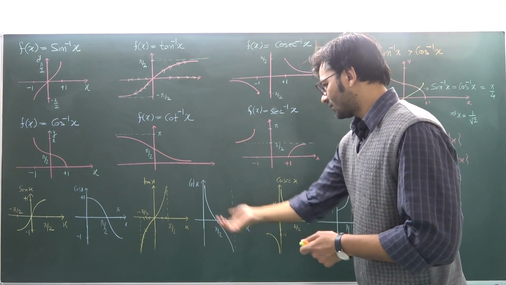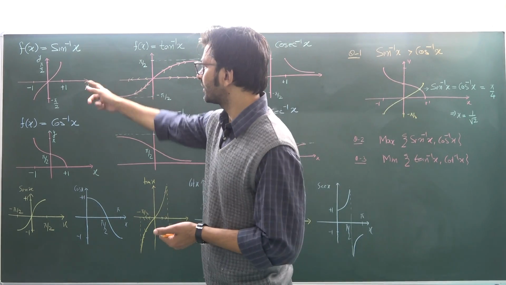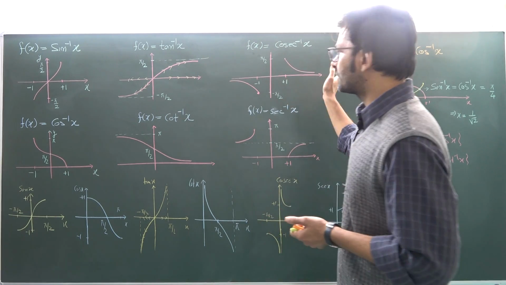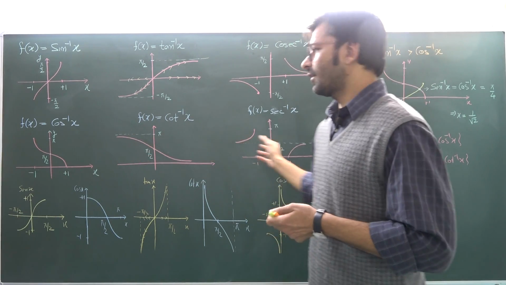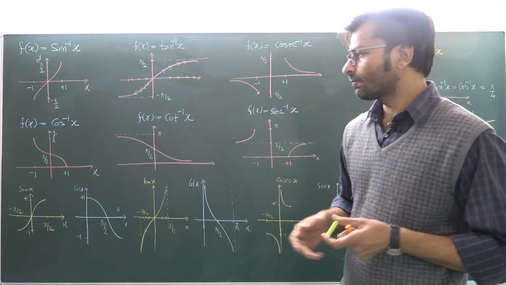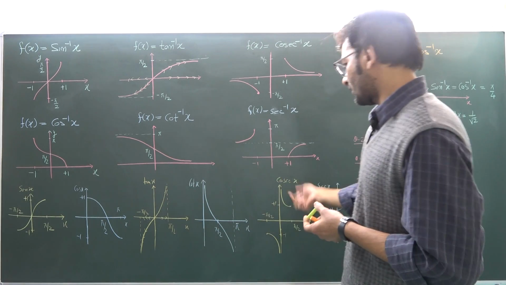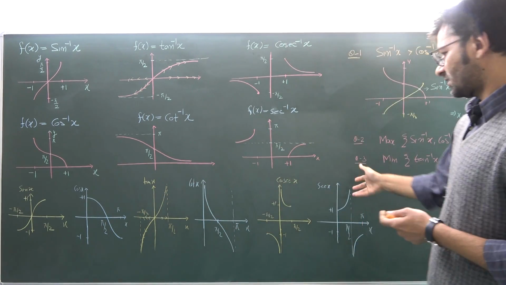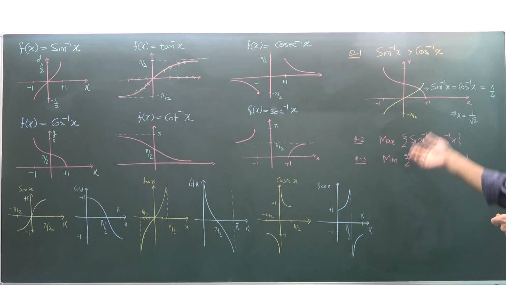Okay, and why this minus π by 2 to π by 2 for these three? Because for their trigonometric counterparts we have covered sin x, tan x and cosec x from minus π by 2 to π by 2, and cos x, cot x, sec x from 0 to π. Okay, two very good questions on them.